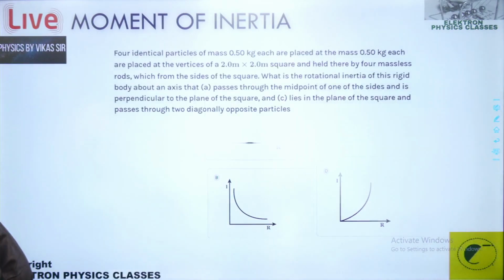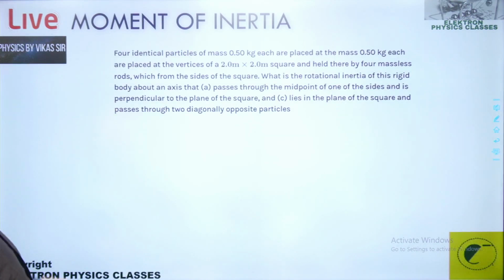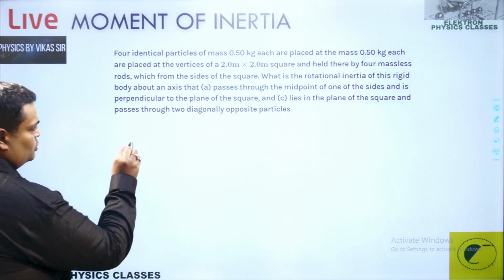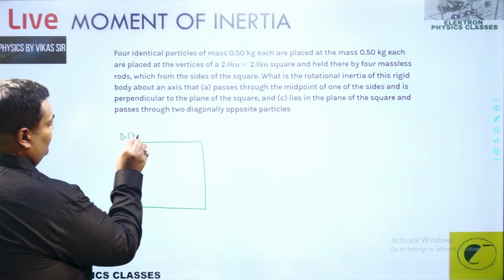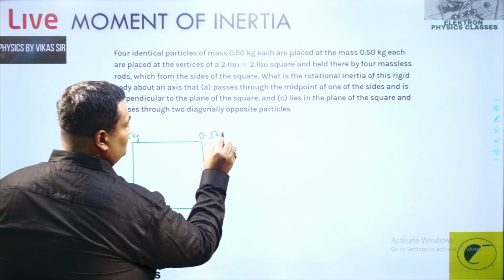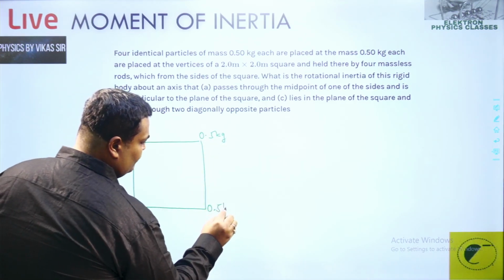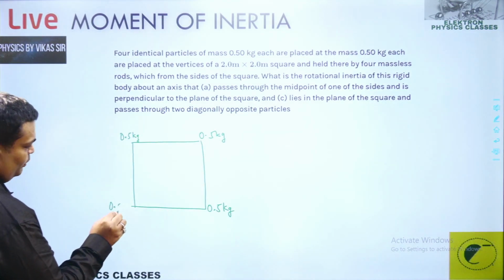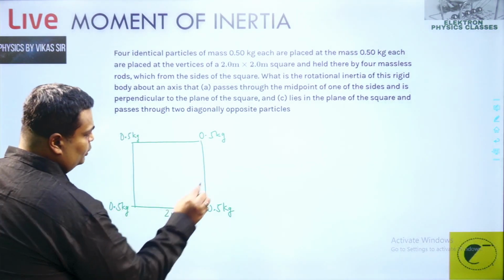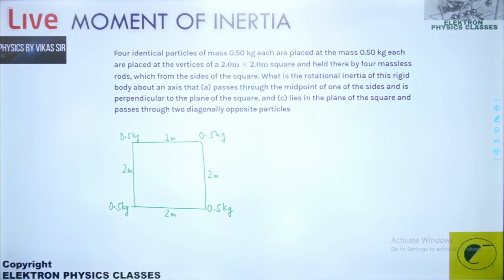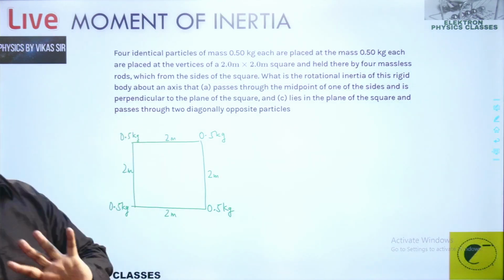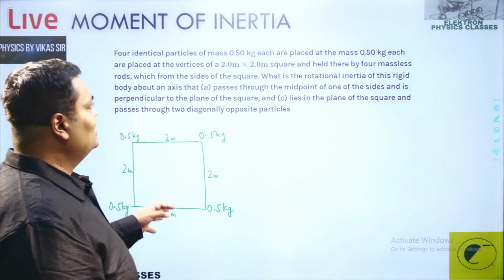The next one. This seems to be a long question. Say there are 4 identical particles, 0.5 kg each, placed at the vertices of a square. So let's create a square. That's 0.5 kg, 0.5 kg, 0.5 kg, and 0.5 kg. And all sides are 2 meter. And these are all massless rods. Okay, done, easy.